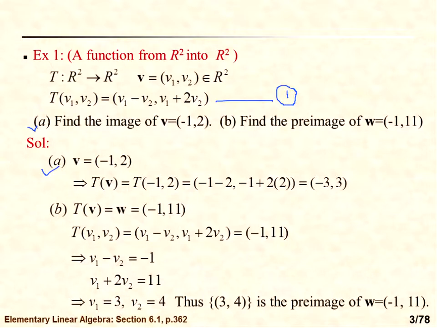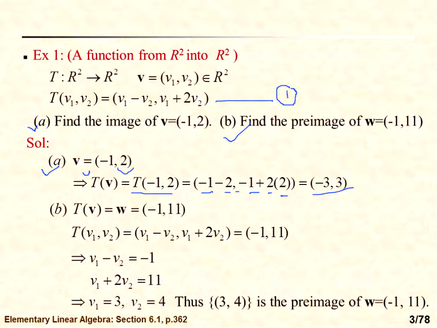So we write T(V) is equal to. We apply the transformation on both sides, left side and right side. From equation number 1 we can write it as (V1 - V2, V1 + 2V2). From equation number 1 we can write like this. So it will be equal to (-3, 3) from equation number 1. This is part A.